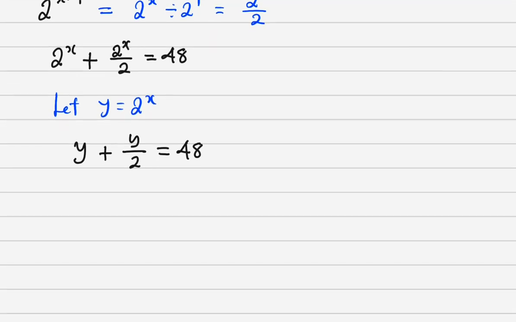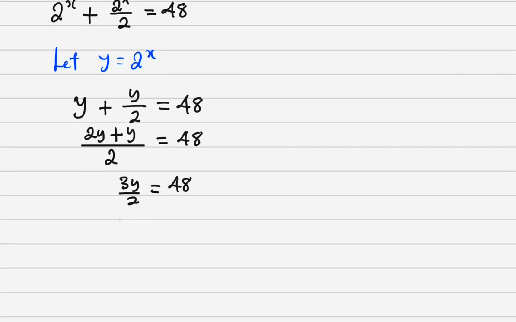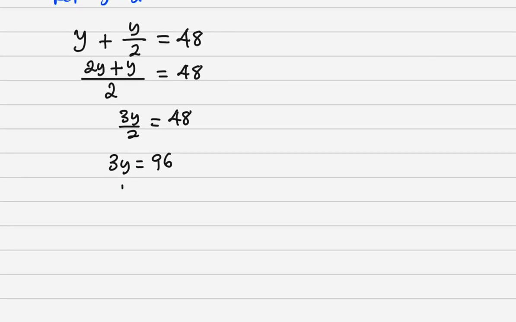Then the next thing we need to do is I can find the LCM here. So I'm going to have 2, and this is going to be 2y, okay, plus what I have here is y is equal to 48. So I have 3y over 2 is equal to 48. I have 3y is equal to 96, and y is equal to 32.